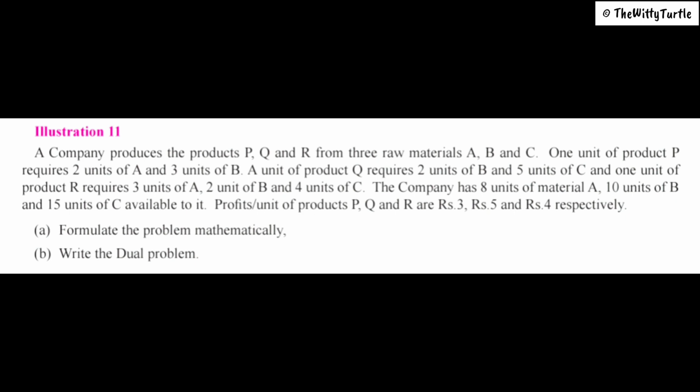The company has 8 units of material A. Okay, so this is talking about the availability of materials. 10 units of B and 15 units of C are available to it. Profits per unit of products P, Q, R are 3, 5, and 4 respectively. Now you again have 2 points. Formulate the problem mathematically. Write the dual problem.